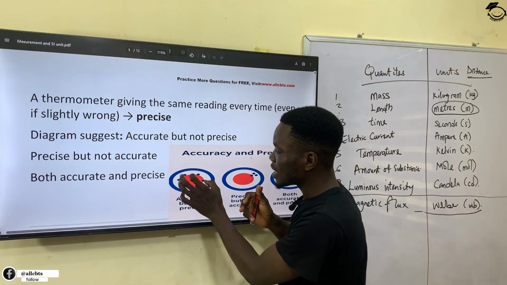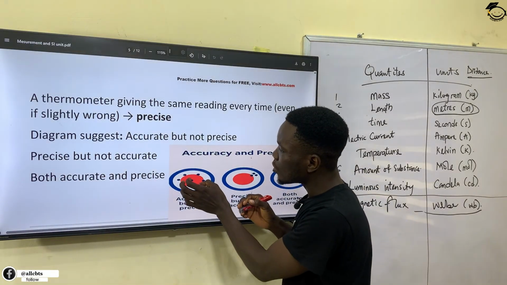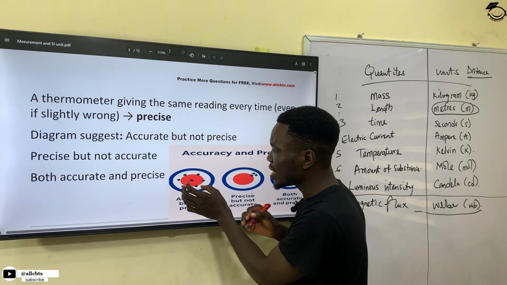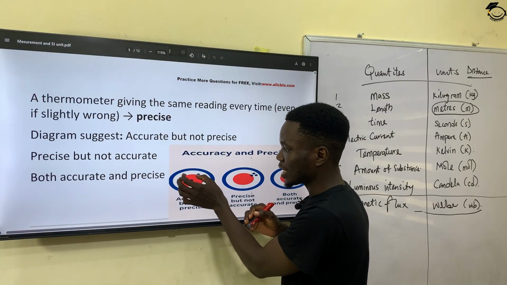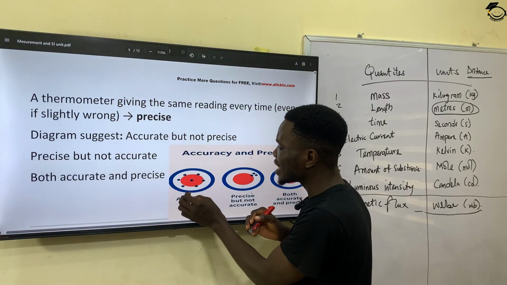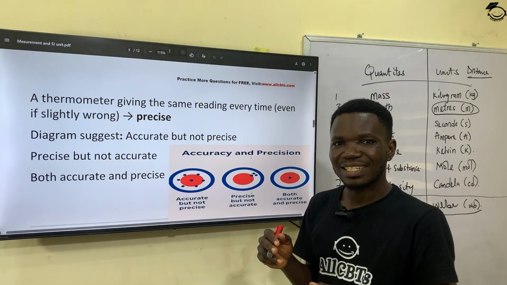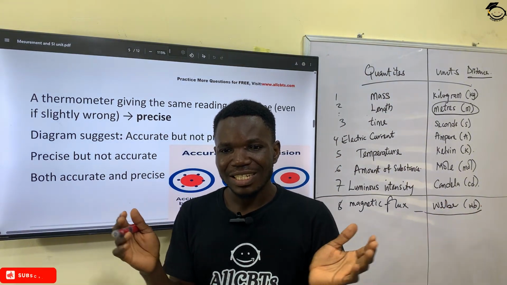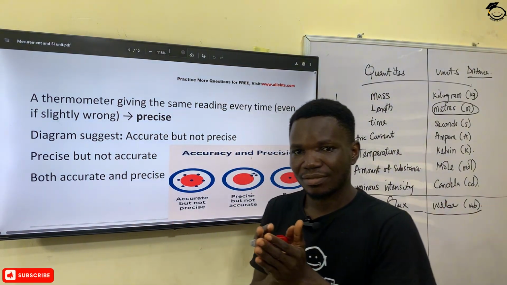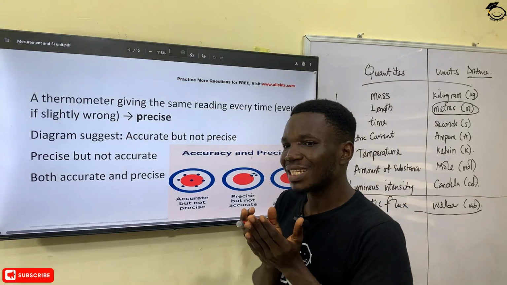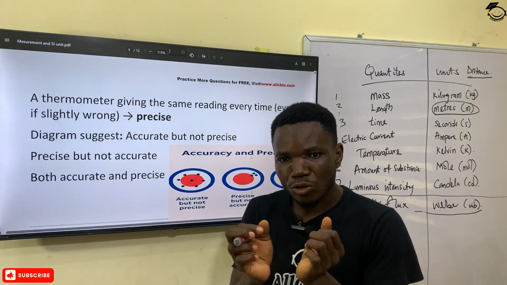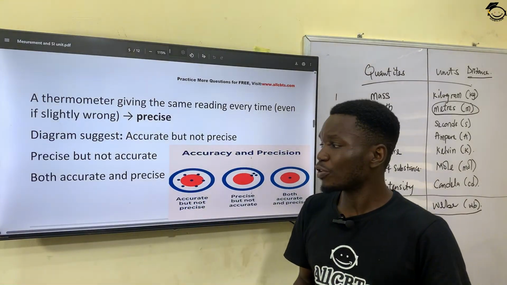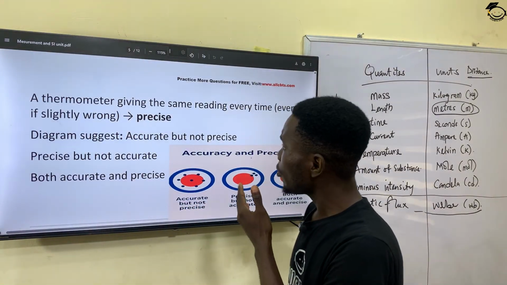Now, although they are spaced far apart, they are accurate because they are within the inner circle, but then it is not precise. Why? Because they are widely apart. The accuracy there is correct, but they are not precise. They are not close together, because I have a number of values.